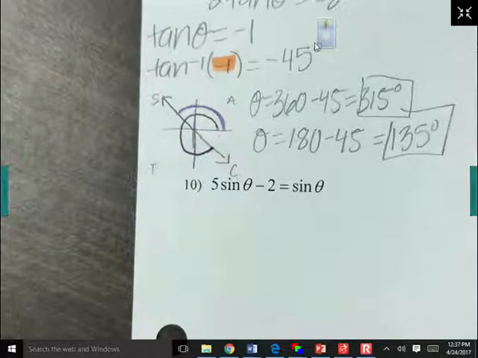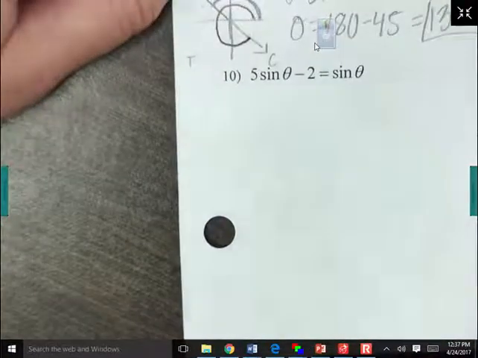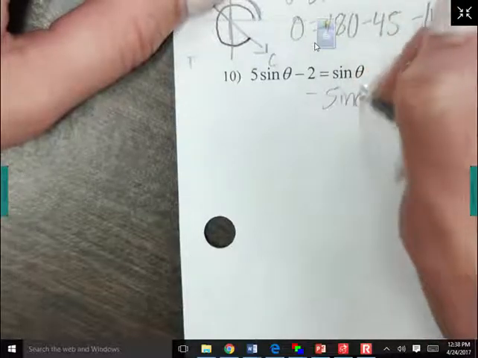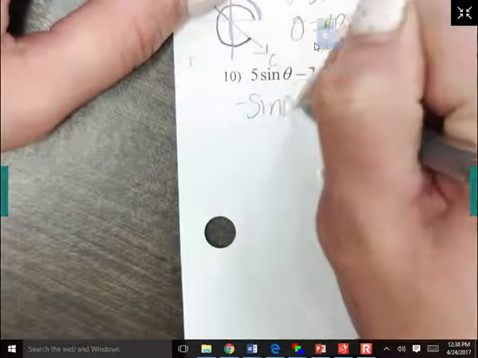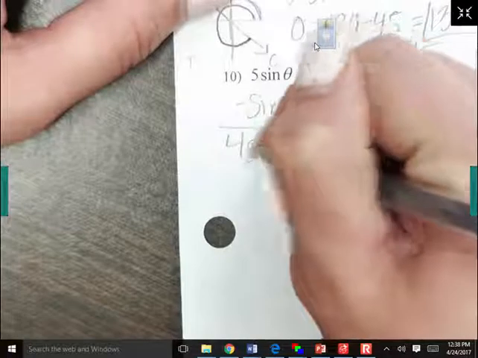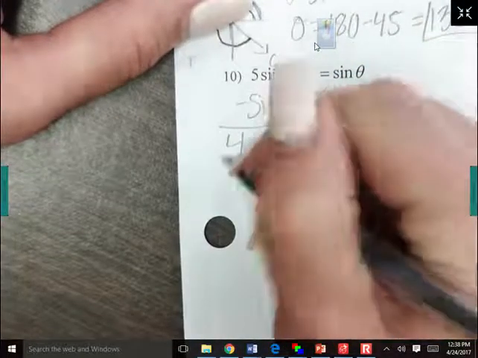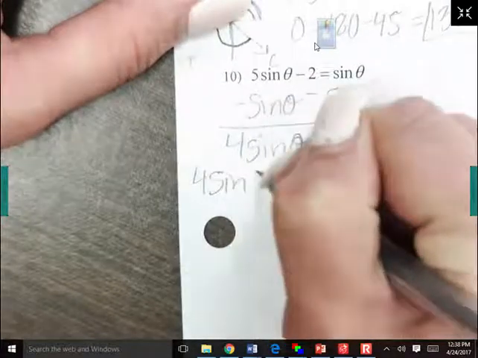Okay, let's look at number 10. Don't let number 10 scare you, because you have two sines. We just subtract sine of theta from both sides. And that gives us 4 sine of theta minus 2 is equal to 0. We'd add 2 to both sides, so that's 4 sine of theta is equal to 2.